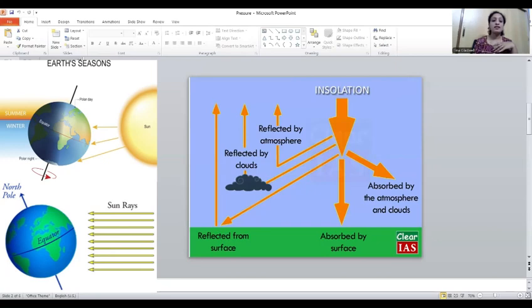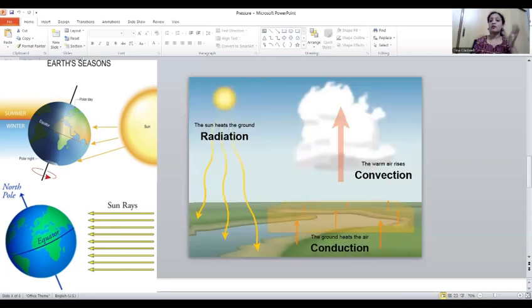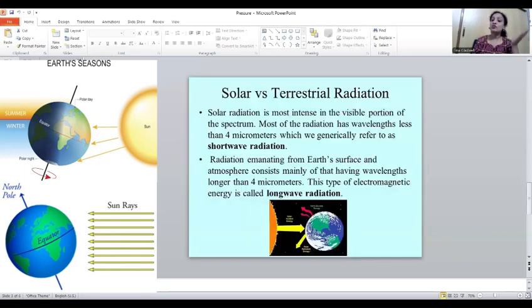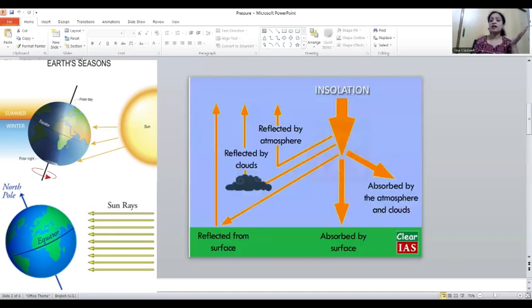This next slide will talk about the Earth's energy budget, which is again another process of heating and cooling of the atmosphere. Then we'll learn about conduction, terrestrial radiation, and solar radiation versus terrestrial radiation. Apart from that, we also have condensation, expansion, and compression of the air. In this video, we will only focus on the first three concepts, and the remaining three concepts I will explain in my next video.